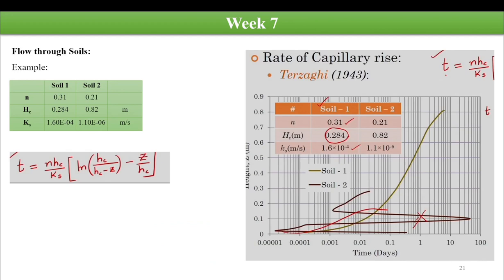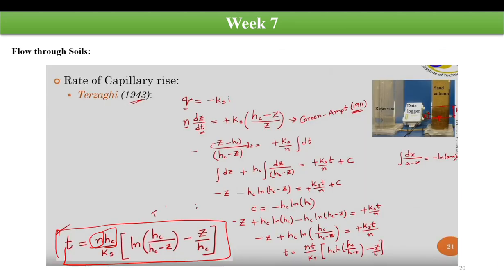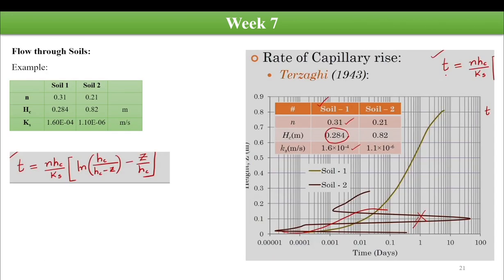Okay, so there are two soils. The value of porosity for each soil is given as 0.31 and 0.21. The height is also provided here. The height of the capillary is 0.284 and 0.82 meter, and the permeability is also provided here. Okay, so from here we need to define the time for this particular height of the capillary. Okay, so how can we do that?